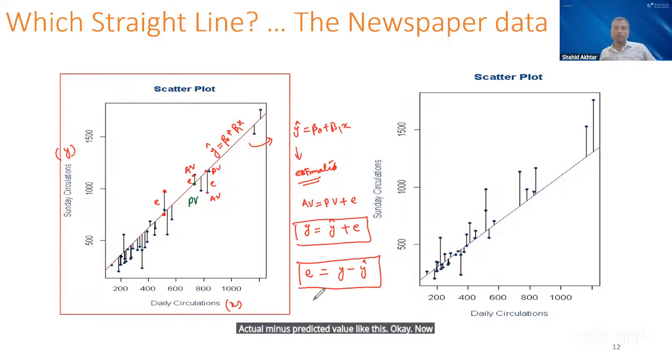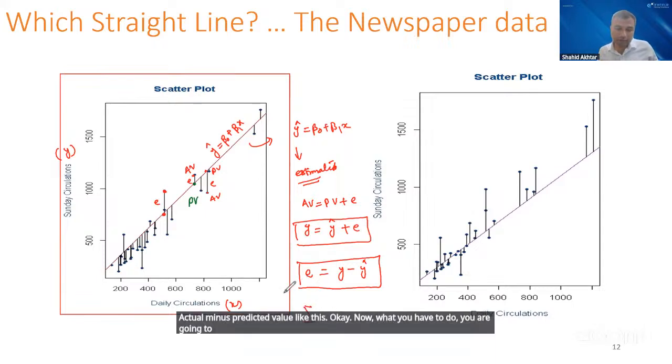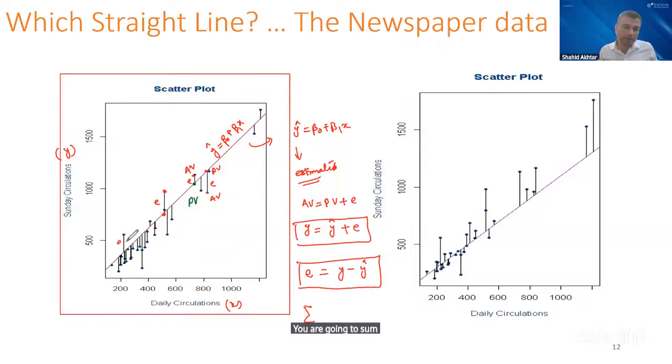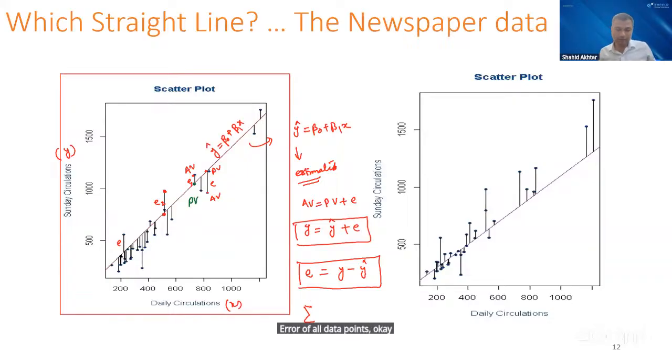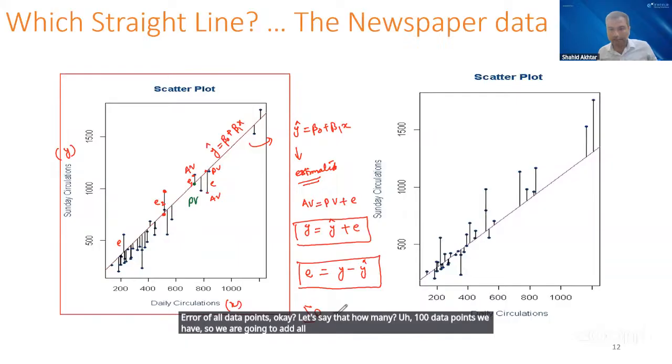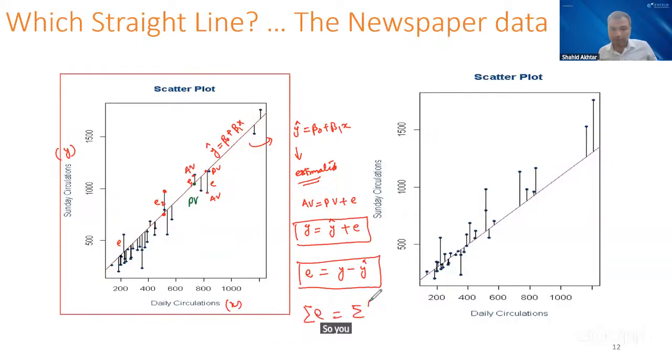Now you are going to sum all the errors. Let's say this one is error 1, this is error 2, this is error 3. Starting from here, you are going to find the error of all data points. Let's say we have 100 data points, so we are going to add all the errors, you are going to add these differences.